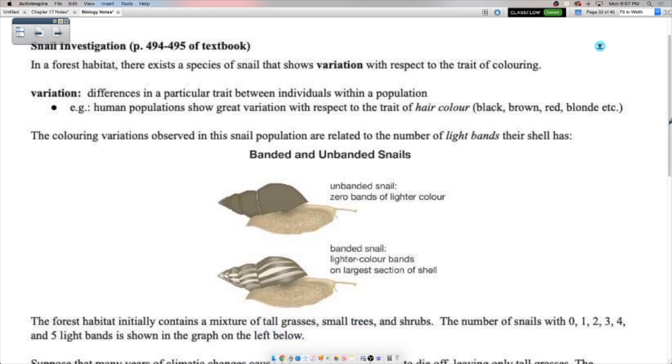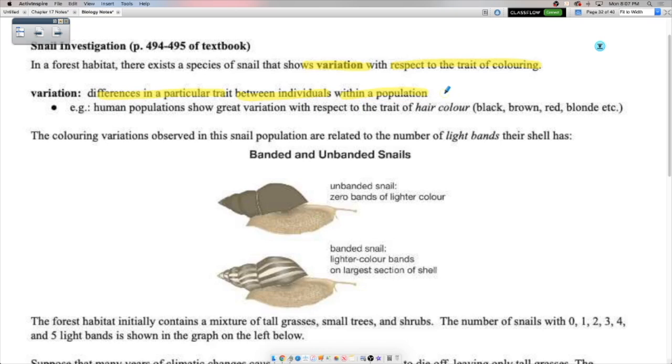So in a forest habitat, there exists a species of snail that shows variation with respect to the trait of coloring. Variation is a very important concept to what we're going to be talking about, but it's basically just if you vary something, it means you have different versions of that, right? Variation. If there's a variety of ice cream flavors, you have a bunch of different ice cream flavors. So it's no different here. Variation is just differences in a particular trait between individuals within a population.